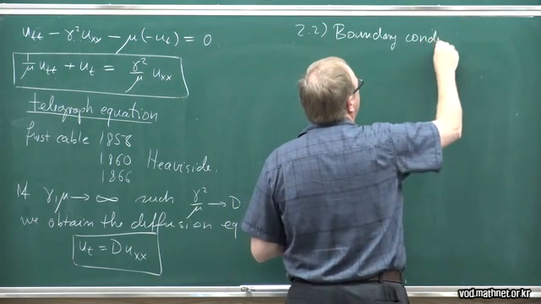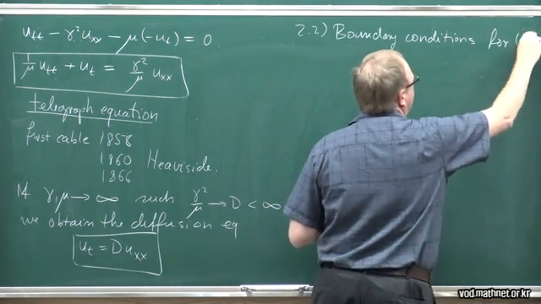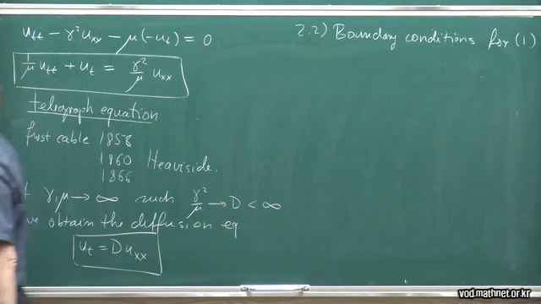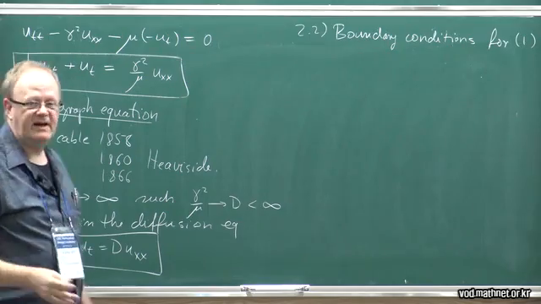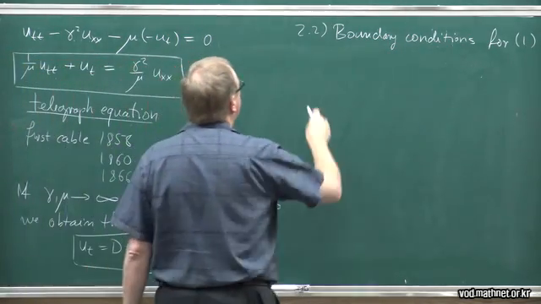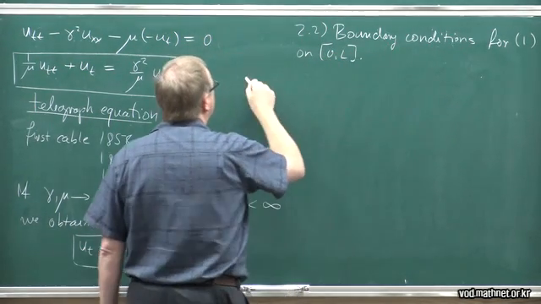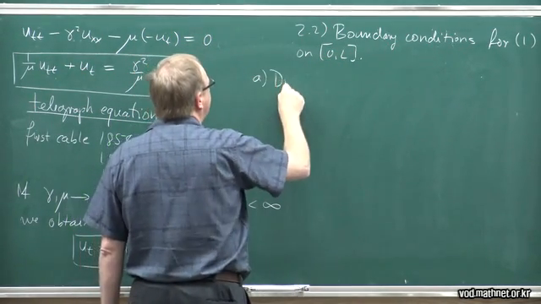Boundary conditions. Let's look at equation 1, the first system I had here. I have a PDE on a finite domain, let's say 0 to L, and I would like to do the classical things like Dirichlet, Neumann and periodic boundary conditions on an interval 0 to L. So let's start with the Dirichlet case.